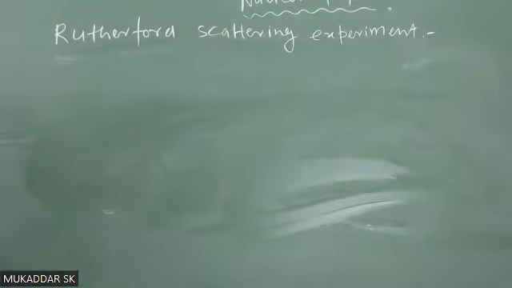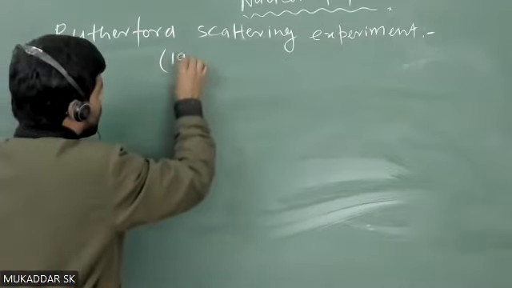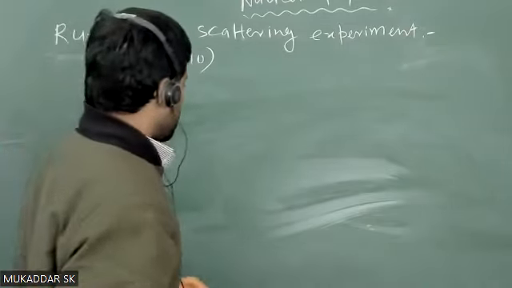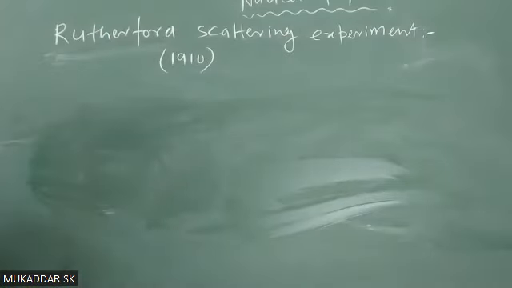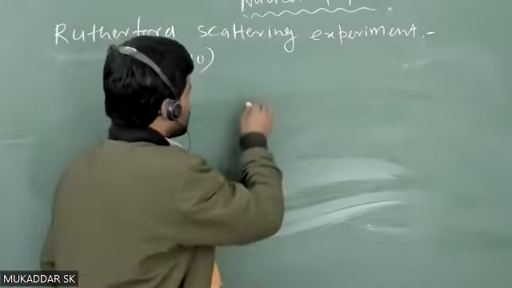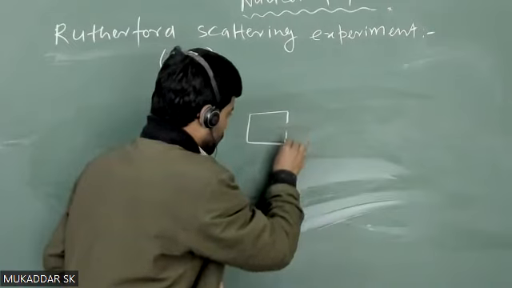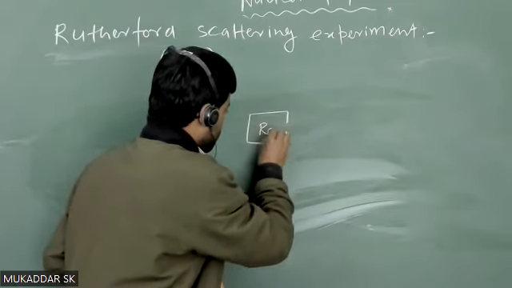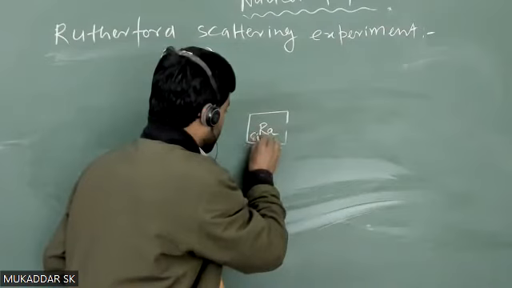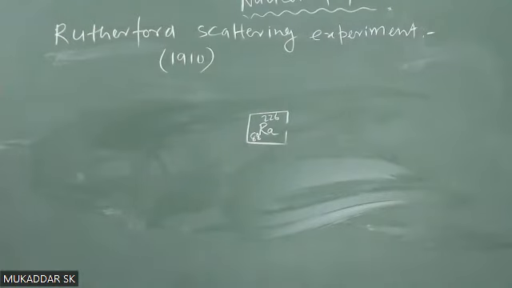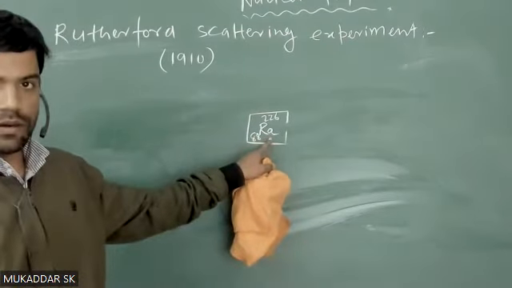And this experiment basically came in the year of 1910. In that experiment, you have a source of alpha emitter, and Rutherford basically took that source, a radium, atomic number 88, mass number 226. He has used this radioactive source, which is basically an alpha emitter.